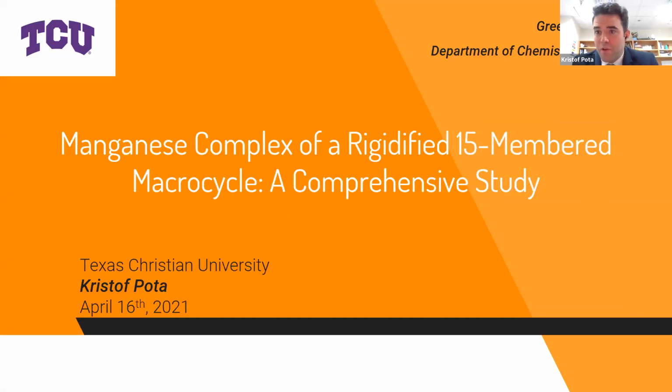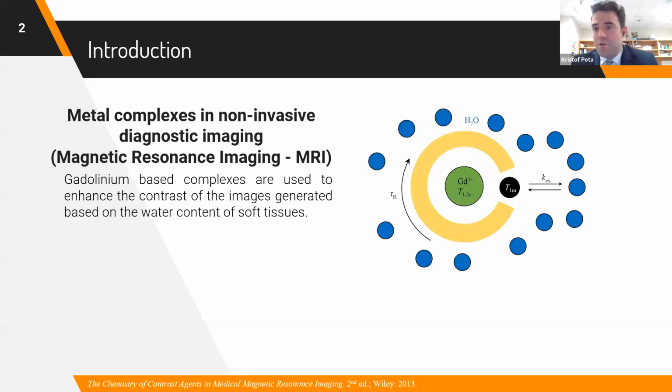All right, so today I'm going to talk briefly about the project that I finished last year, the manganese complex of a rigidified 15-membered macrocycle. As we all know, metal complexes are frequently used in non-invasive diagnostic imaging. The most common is magnetic resonance imaging, MRI, and they use gadolinium complexes in these measurements.